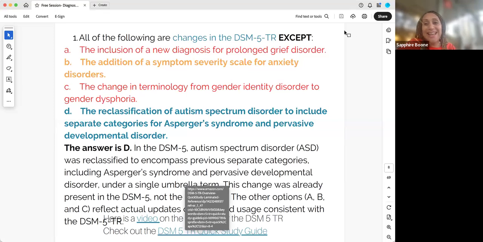So what you'll see is that I'm visual, so I color code everything. So the teal is going to be your key concepts in the question. The teal is also going to be the answer. So the answer is D.